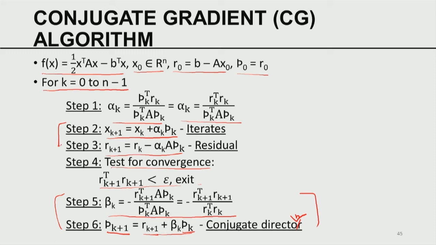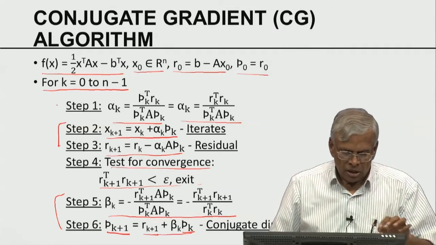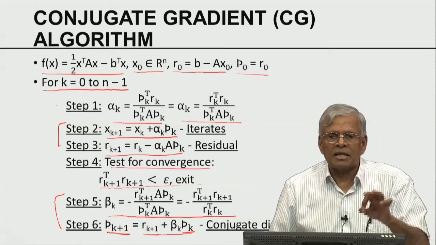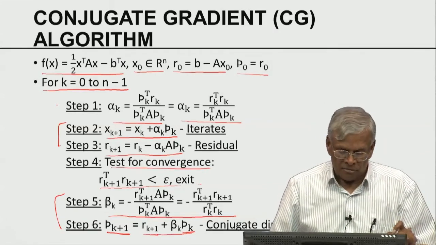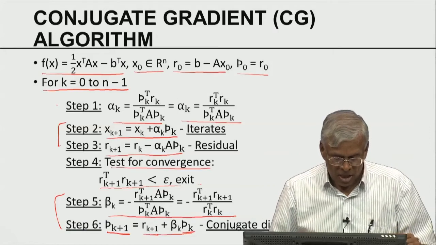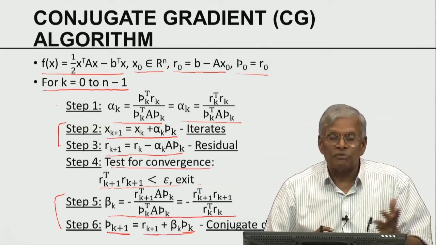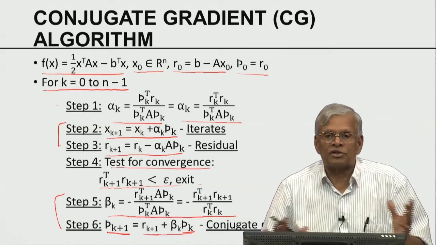Steps 2 and 3 define the update of the iterate and the update of the residual. Step 1 essentially gives you the update of the coefficient, which is the step length parameter. So step 1 gives you the step length parameter, step 5 gives you the step length parameter needed to define the conjugate direction. Steps 2 and 3 define the iterate and the update of the residual vectors. Step 4 essentially gives you a convergence test.